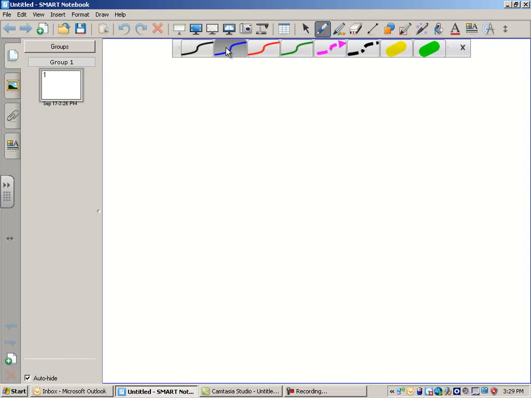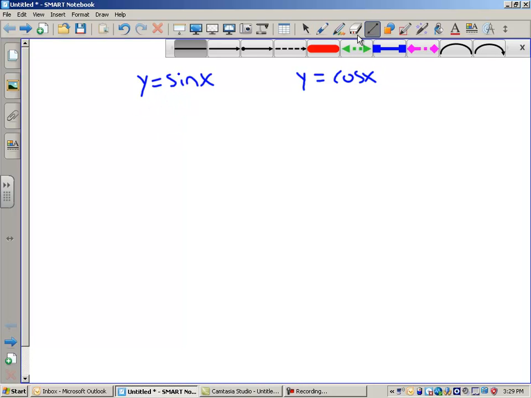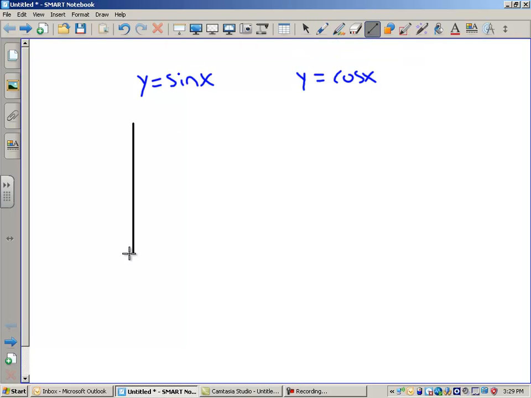Today we're going to take a look at some sine and cosine graphs, and we're going to try and come up with some shortcuts. So let's go ahead and get started. Let's call this y equals sine x and y equals cosine x. I want you to know what the basic graphs for y equals sine x and y equals cosine x look like. So let's just get started here.